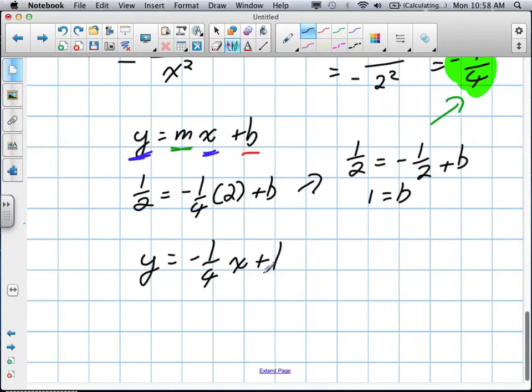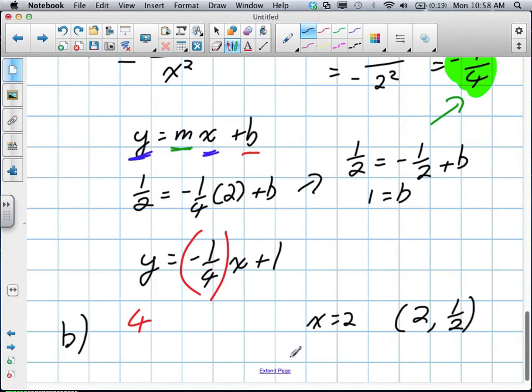Part B said to find a line perpendicular to that, or the normal. If you guys remember from our vectors, a normal in two-dimensional space is just going to be the negative reciprocal. So for part B, the negative reciprocal of negative 1 over 4 is what? Just 4. Okay? It's going to be just 4. And they said they wanted to go through the exact same point when x was equal to 2. Well, we know that coordinate is at 2, 1/2. We solved that in the previous question.